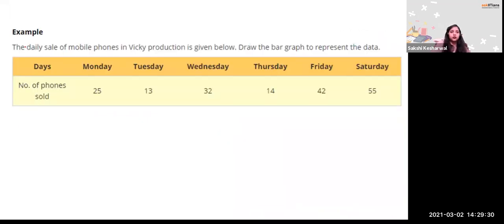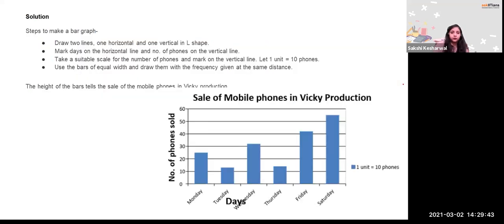Take an example. The daily sales of mobile phones in the week are given below. Draw the bar graph to represent the data. Now this is the important thing. It says Monday 25, Tuesday 13, Wednesday 32, Thursday, Friday, and so on, right? Now I don't have the bar graph. Just see what things you have to take care of. The steps are written.